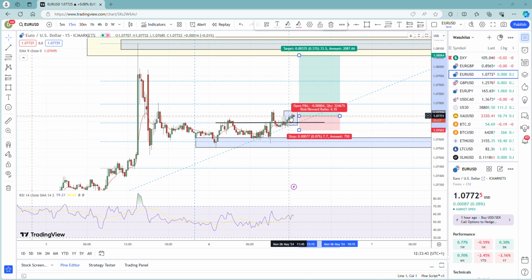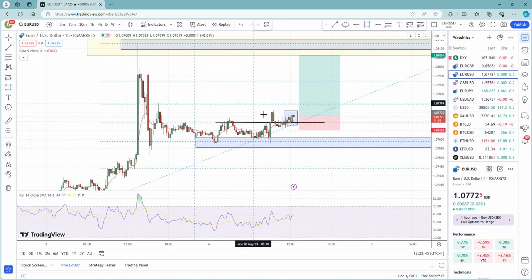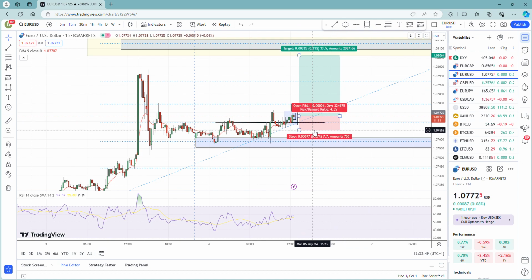So I'm going to enter this trade. Obviously it's looking potentially to reverse, but that's fine, I'm just going to enter it anyway. I've only got an 8 pip stop loss, which is fine. So I'm just going to enter this trade now. And TP, perfect. So I'm in a buy trade.